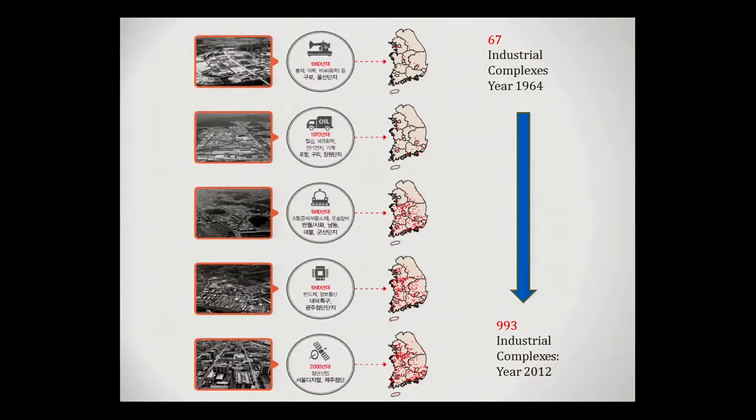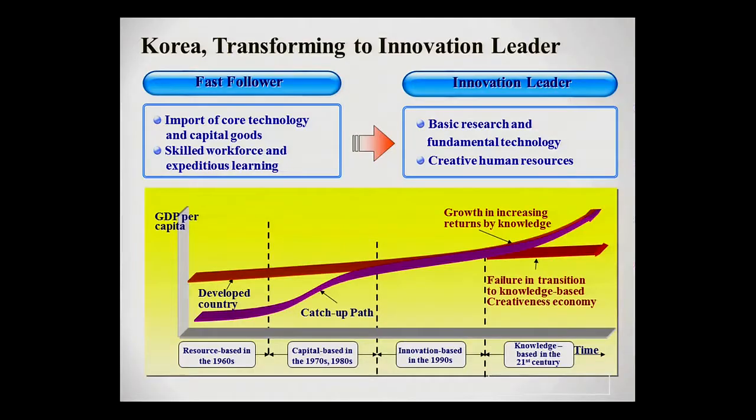And this is the development of Korean industries, for example. From 1960, we had only 60-something industrial complexes. And as you see, once we had different technologies and industries, we began to develop more and more industrial complexes. Now we have almost 1,000 industrial complexes. So this is our driving force for the industrial revolution. This is a summary of our development from the 1960s and 70s to the 1990s and the 21st century.